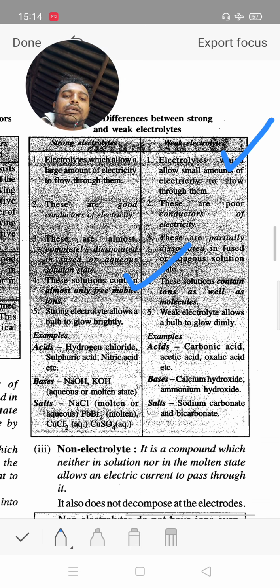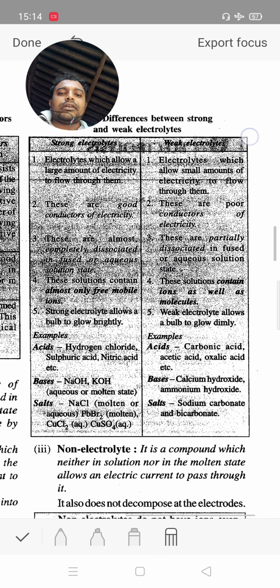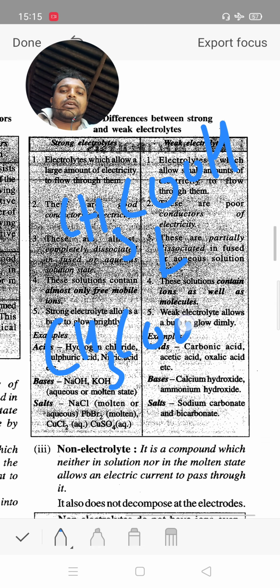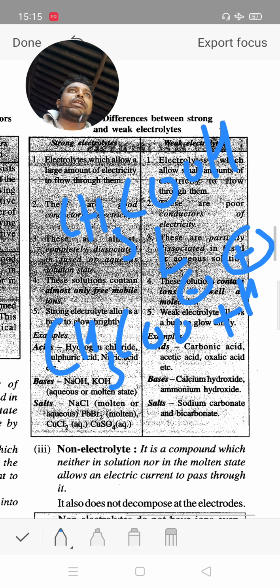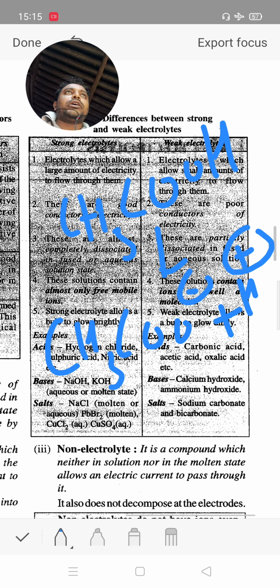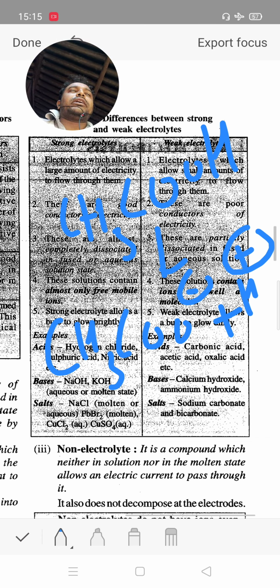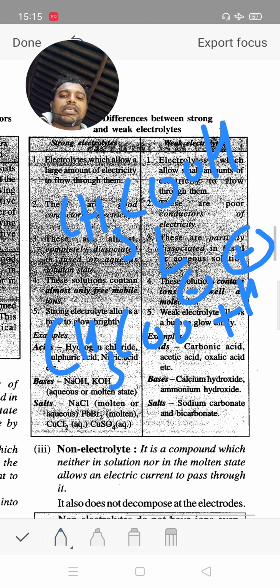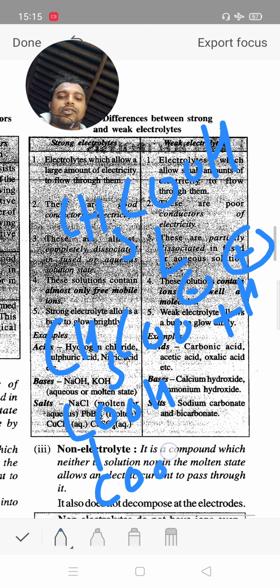Now example, an acid containing acetic acid. It is an example of weak electrolyte. It produces acetate ion and H+ ion in the aqueous solution, but it is partially or incompletely dissociated. Therefore, this weak acid, acetic acid, is an example of weak electrolyte. Another example, oxalic acid. Oxalic acid is also an example of weak electrolyte.